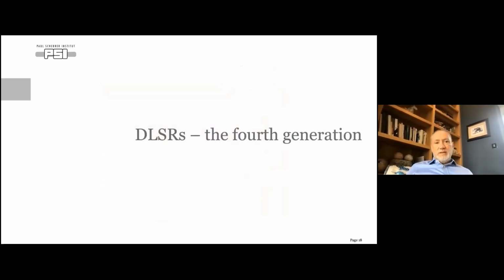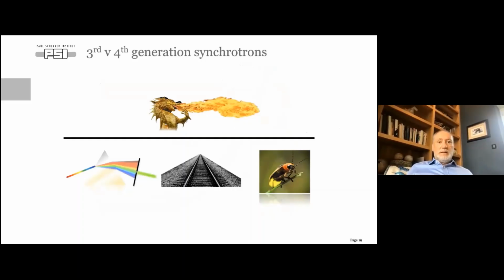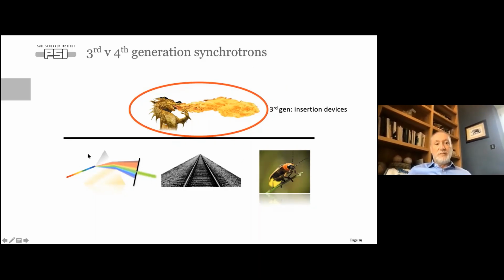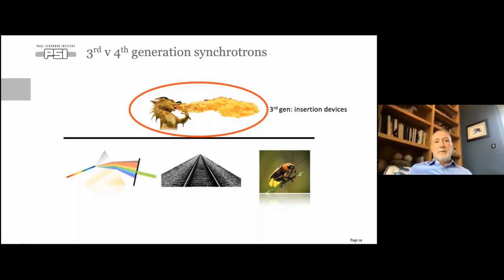Okay, so what is a DLSR? What defines the 4th generation facility? Well, the 3rd generation facility was essentially defined by an improvement in the flux, by the introduction of insertion devices. It also, to an extent, had something to do with the natural narrow bandwidth associated with undulators, but it was really this increase in flux which defined these 3rd generation facilities.